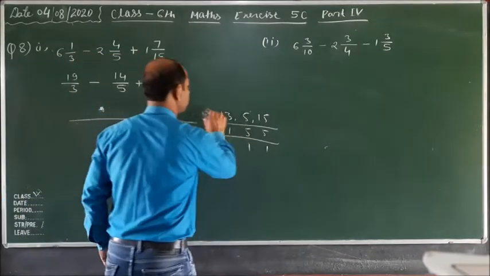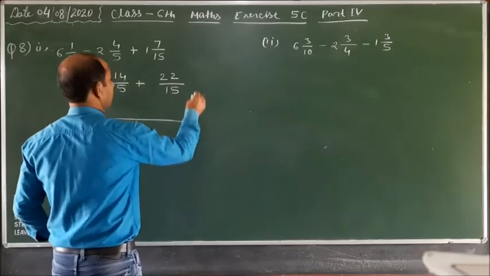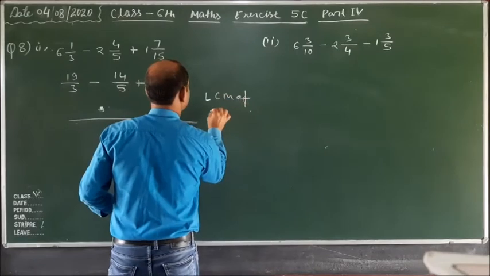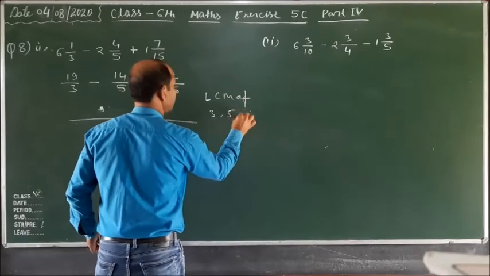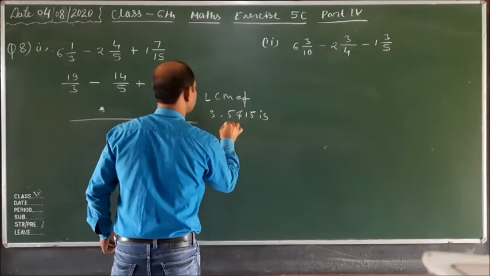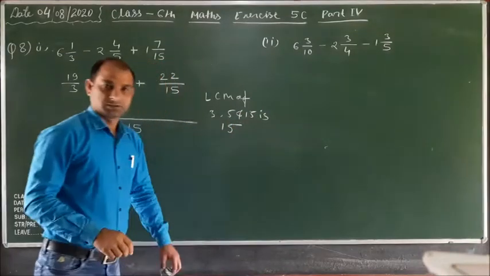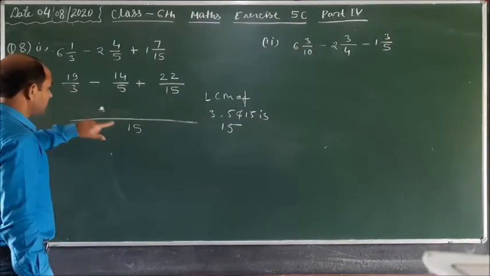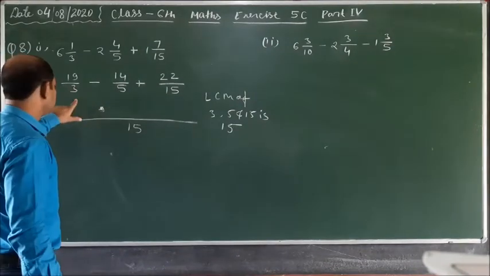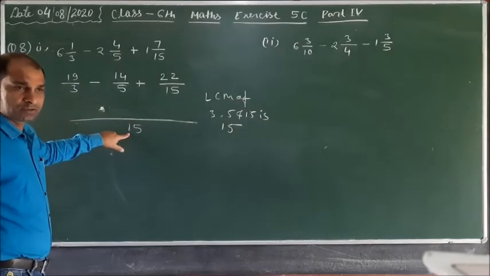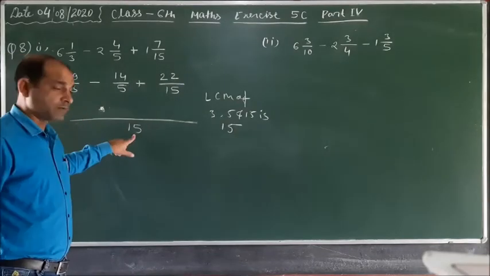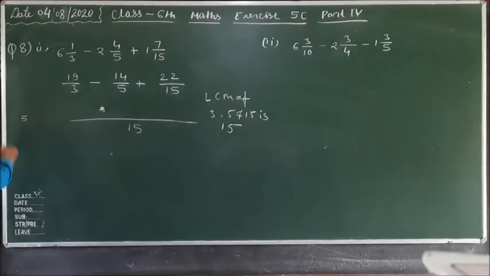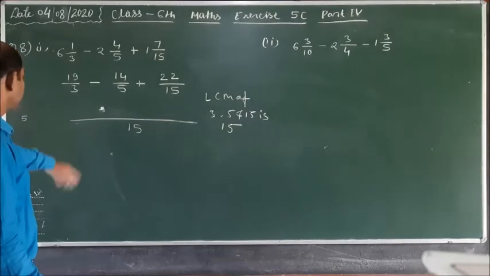You write here the LCM of 3, 5 and 15 is 15. Okay? Now, after the LCM, 15 divided by 3, 5 3s are 15. Your quotient is 5.